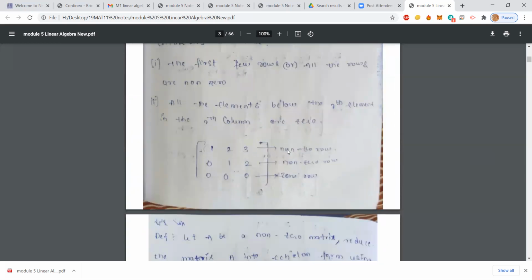See here, this is a non-zero row. This is also a non-zero row. So the first few rows are non-zero rows. Then the remaining row is a 0 row. So the first condition is true.